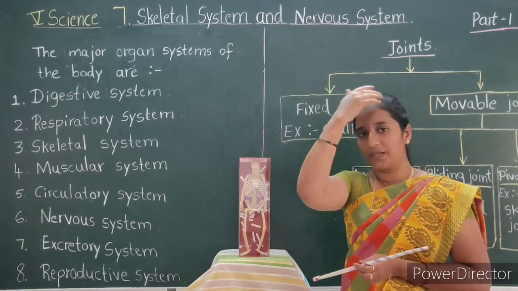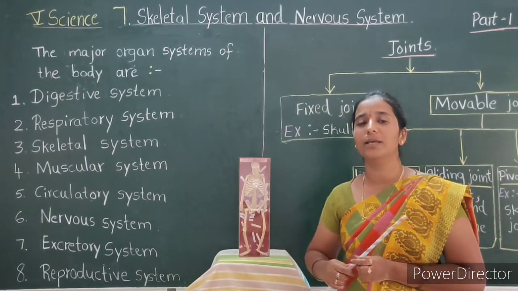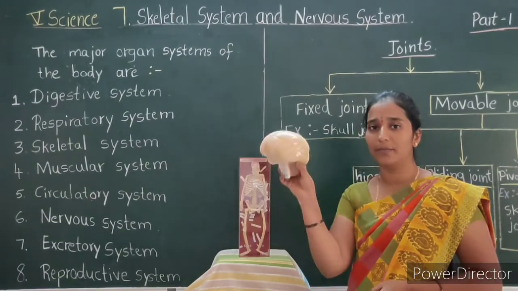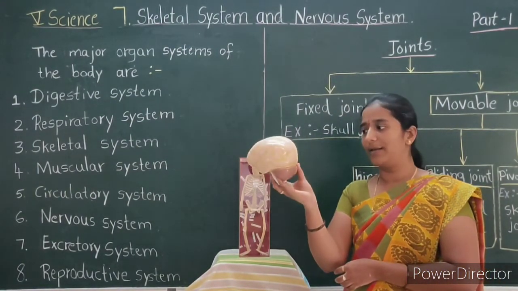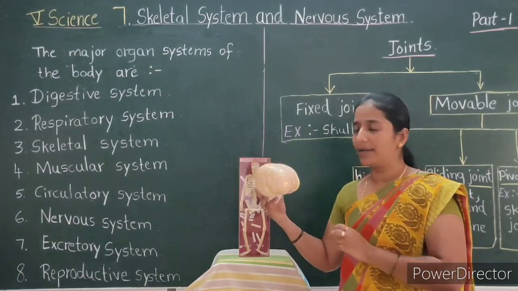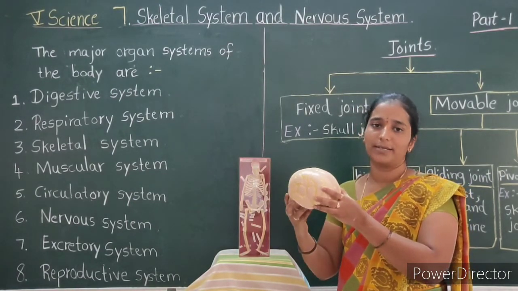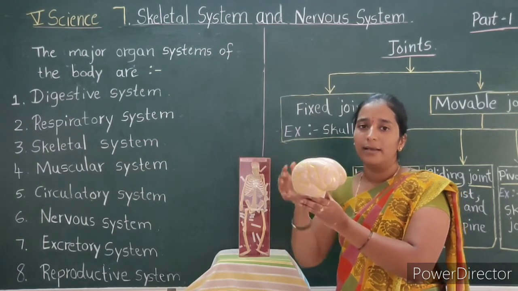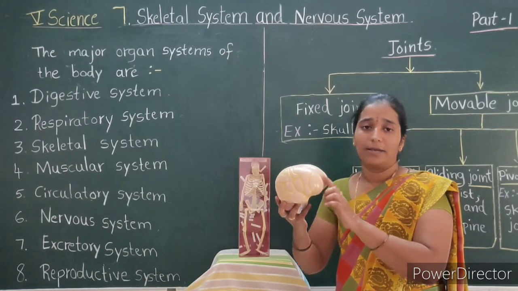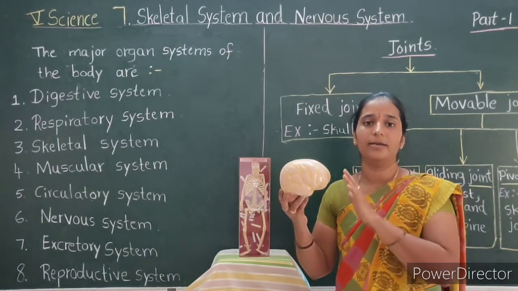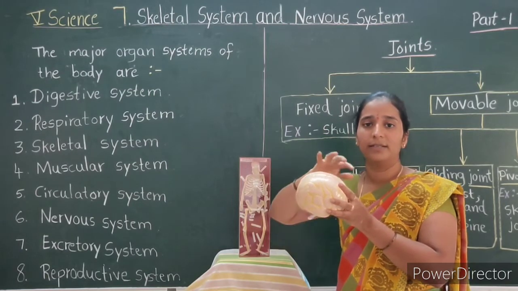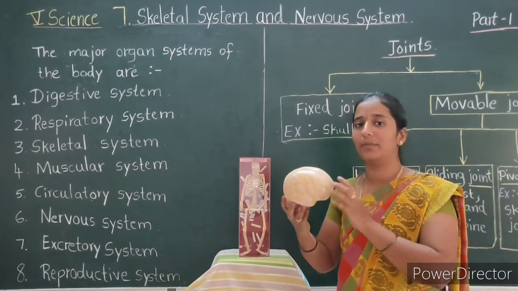The upper part of the skull has the head bones, which are hard and protect our brain. This is a brain model. The brain is protected by the skull, which encloses it like a helmet. The brain is a delicate organ, so it is protected by the skull.